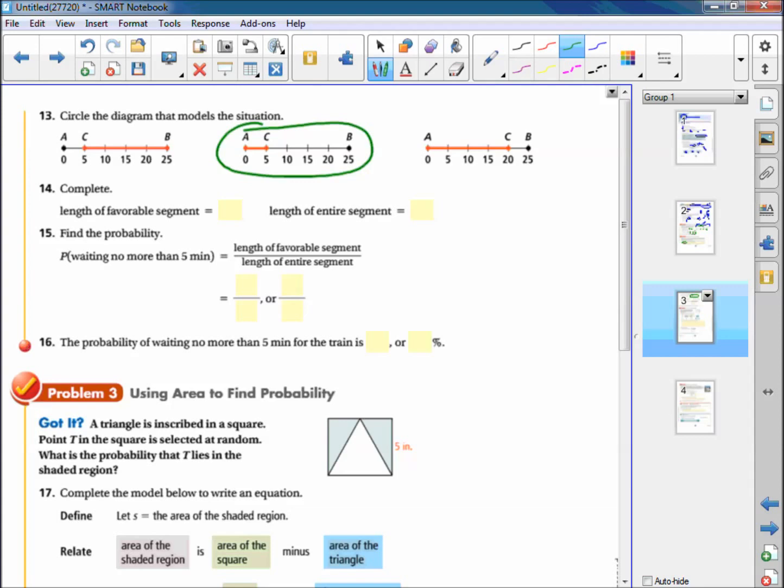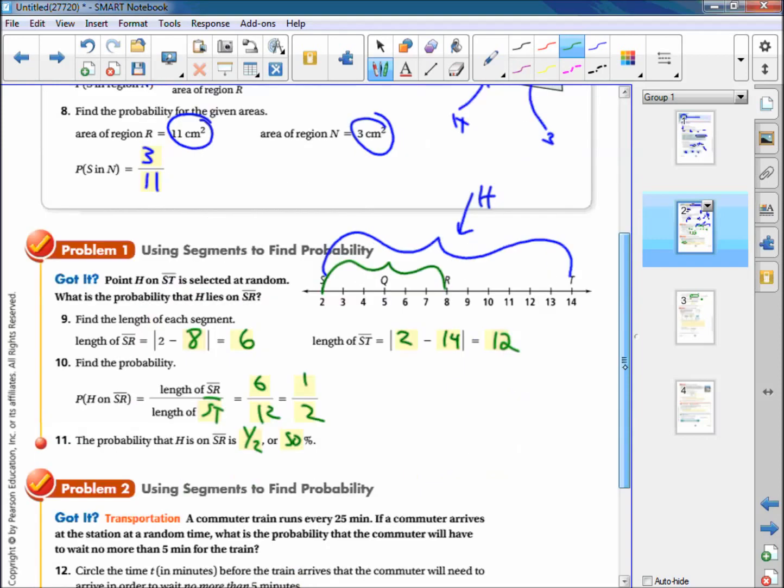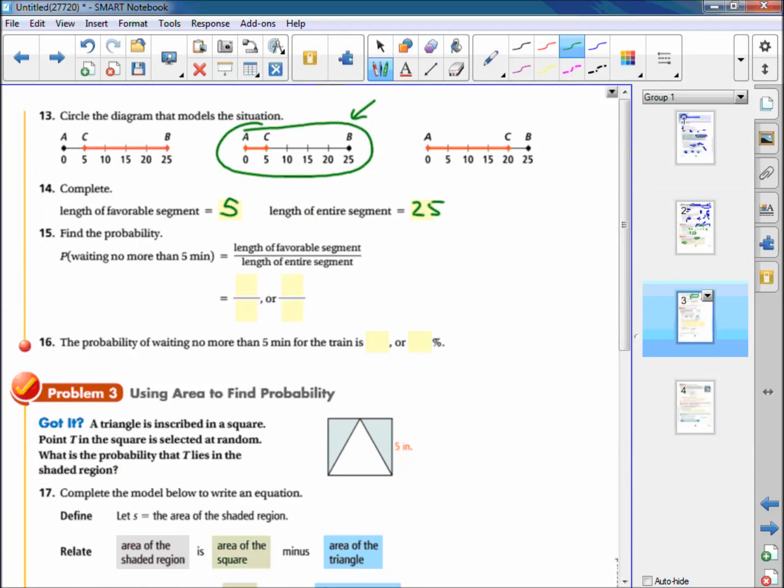What is the length of the favorable segment? This is 5. What is the length of the whole segment? This one's going to be 25. So why did they make that whole segment be 25? Let's flip back and read that question a little more closely. It said the train runs every 25 minutes. So we know this is the part that the commuter is waiting, and a train should come sometime in this whole thing of 25.